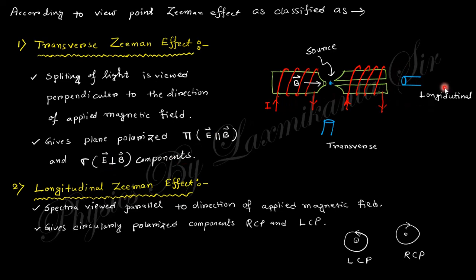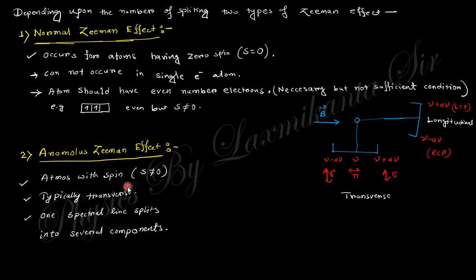In the longitudinal position we get circularly polarized components, that is left circularly polarized and right circularly polarized. So the spectra from the parallel position is the longitudinal Zeeman effect, and from the transverse position it is the transverse Zeeman effect. Clearly, now we come to the point of the normal Zeeman effect and the anomalous Zeeman effect.